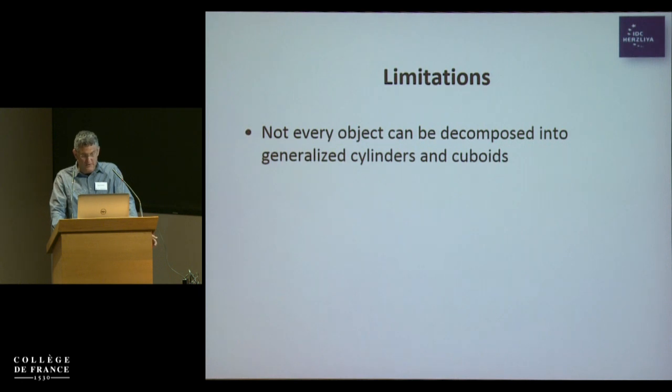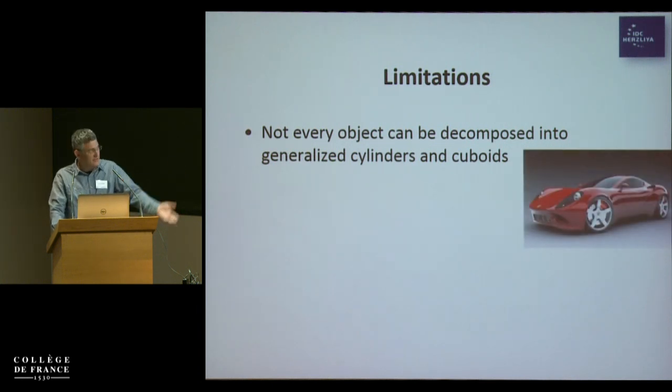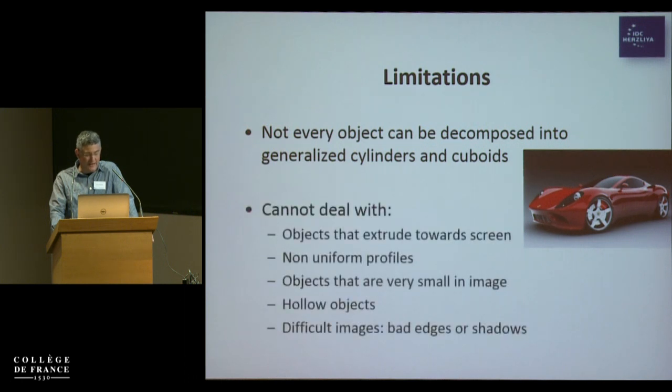Of course, there are limitations. Not every object can be composed into those nice cylindrical or cube parts. Here's an example, right? It would be very difficult to model such a thing in a 3D sweep. We cannot deal with objects that extrude toward us or away from us, because we assume that the object is in parallel with the viewing plane.